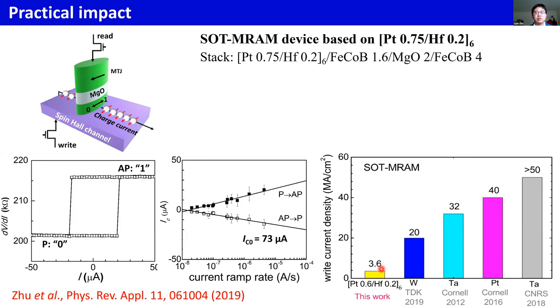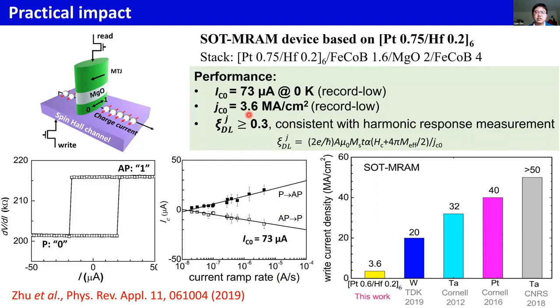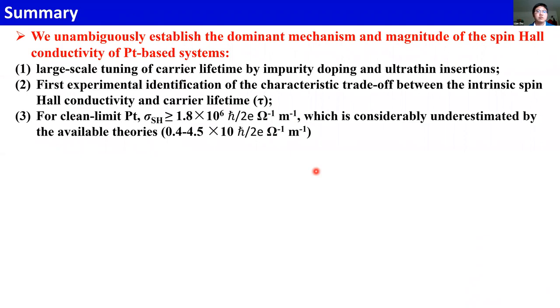From the critical switching current density, we determine the lower bound for the dampinglike torque efficiency to be 0.3, which is in good consistency with harmonic response measurement. So here's my summary. We established the dominant mechanism and the magnitude of the spin Hall conductivity of platinum-based systems. We achieved large-scale tuning of carrier lifetime by impurity doping and interface insertions. And we provide the first experimental identification of the characteristic trade-off between the intrinsic spin Hall conductivity and carrier lifetime.